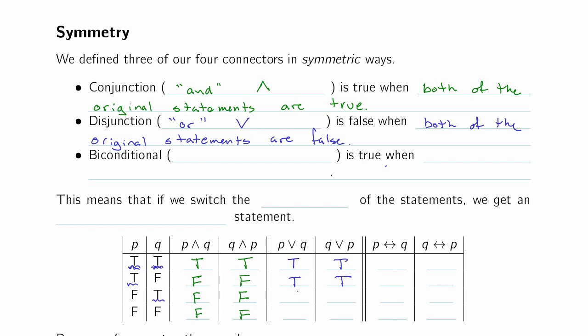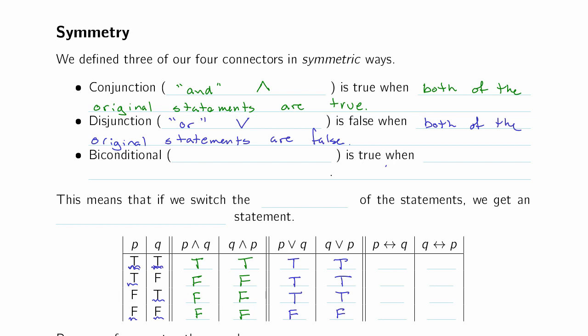Here, Q is true. That makes P or Q true. It also makes Q or P true. And here, both statements are false. That makes P or Q false. It also makes Q or P false.